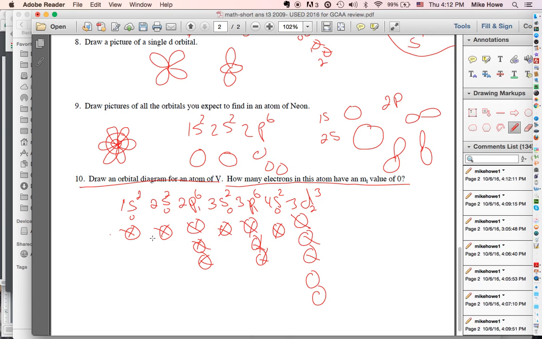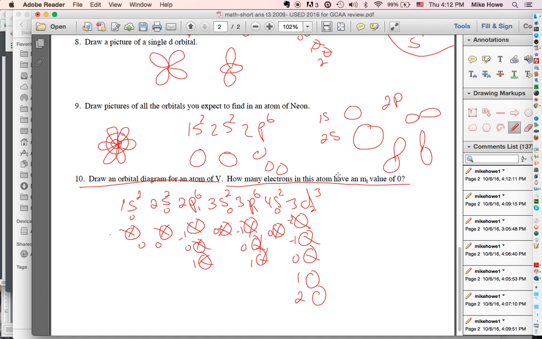If L equals 0, M equals 0. If L equals 1, M equals -1, 0, and 1. For L equals 0, M equals 0. For L equals 1, -1, 0, and 1. For L equals 0, M equals 0. For L equals 2, -2, -1, 0, 1, and 2.